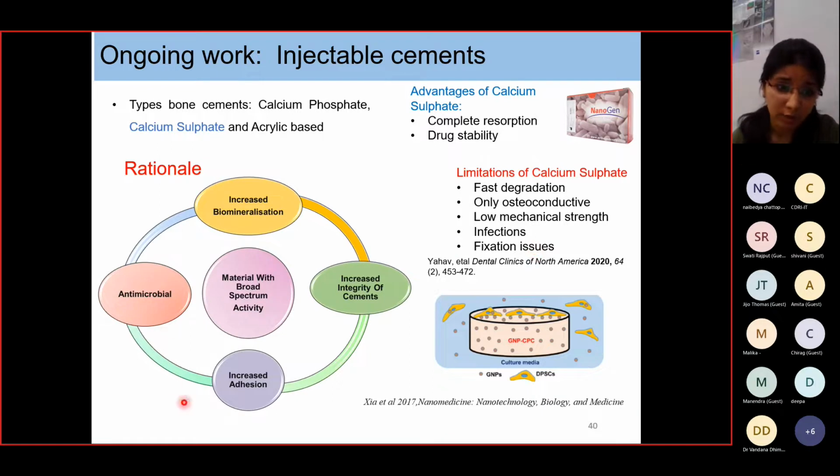So we are trying to change these properties and incorporate all these different properties in our calcium sulfate based cements. We are using a gold nanoparticle based approach, which is currently undergoing.